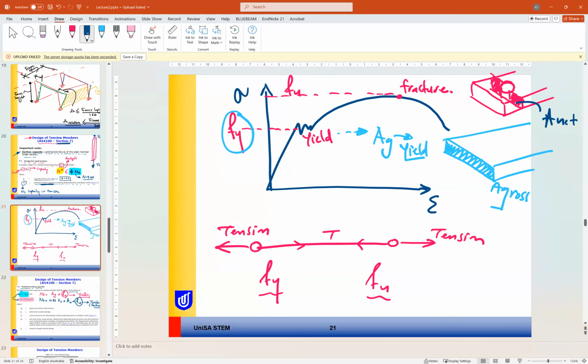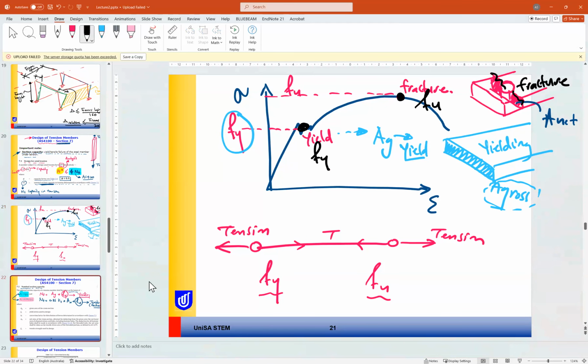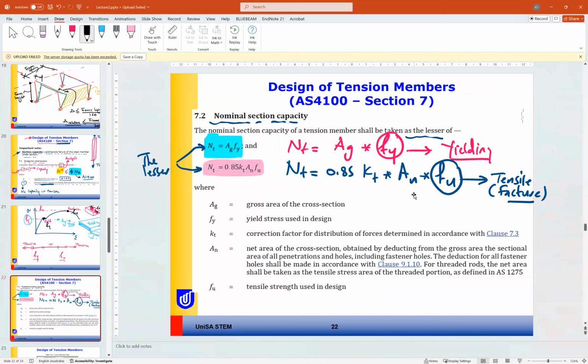So at this area, we are worried that we can have a fracture here. When we have a weak point, we are worried about fracture. That's why we are using FU. If we don't have a weak point, in areas far from the hole, we are worried about yielding more than fracture. Yielding means all the area will yield at some point. So that's why in this case we are using F yield. So this is the logic behind the two formulas.